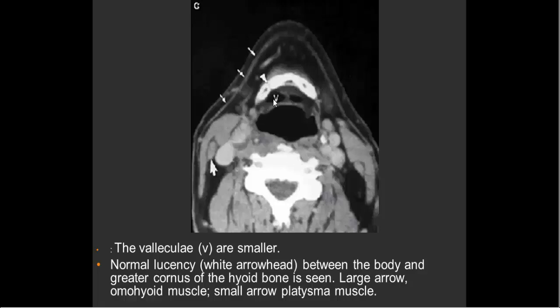Here the valleculae are present. Normal lucency between the body and the greater cornu of the hyoid bone is seen. And these are the strap muscles. There is normal lucency between the body and the greater cornu of the hyoid bone. This is normal, not a fracture.